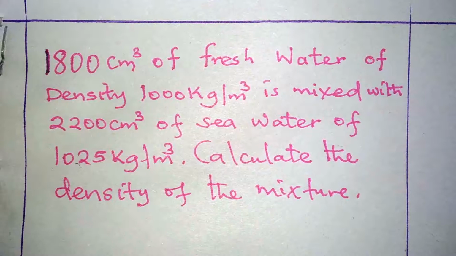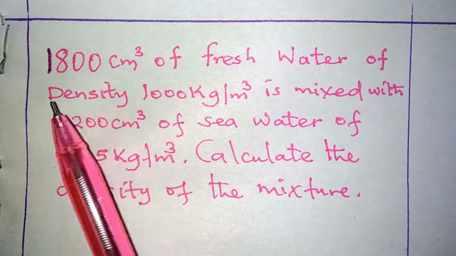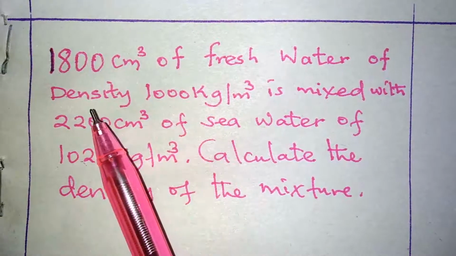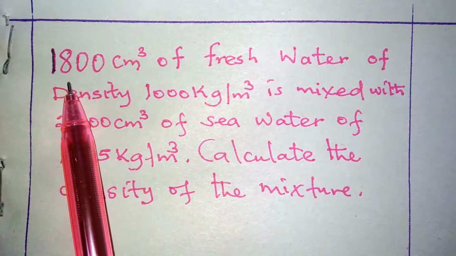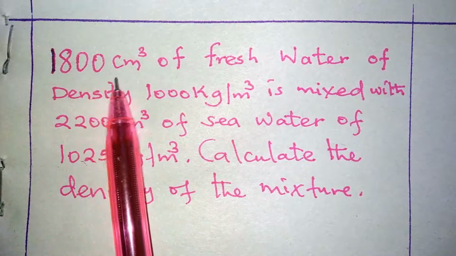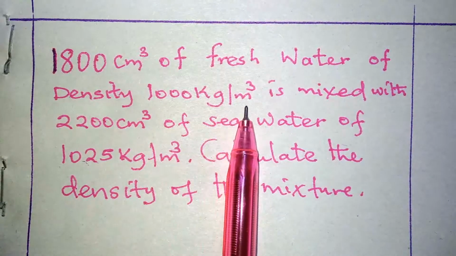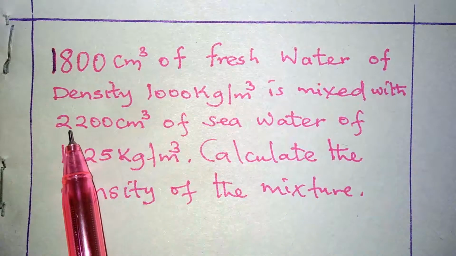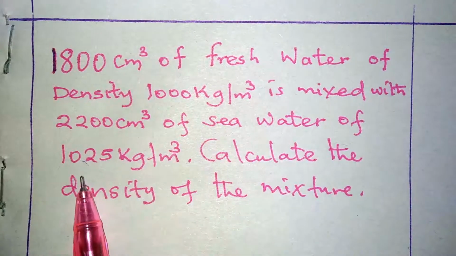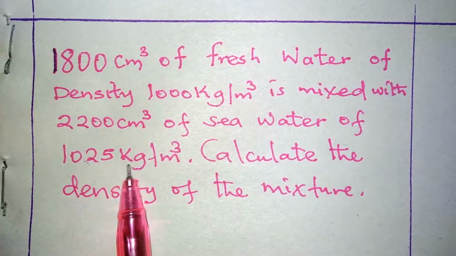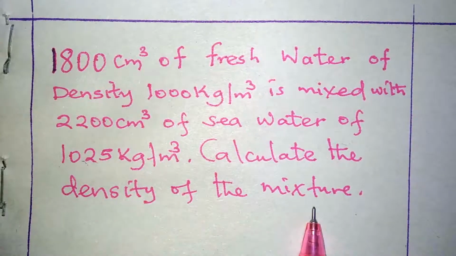Now, to help us understand what we are talking about, let's solve this question. Now, this reads: 1,800 centimeter cube of fresh water of density 1,000 kilogram per meter cube is mixed with 2,200 centimeters cube of seawater of density 1,025 kilogram per meters cube. Calculate the density of the mixture.